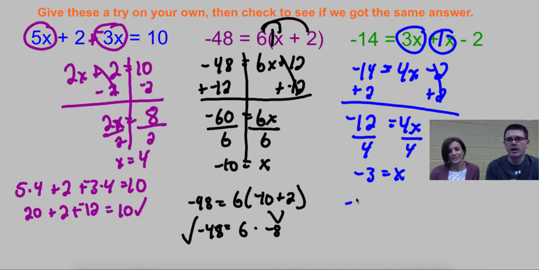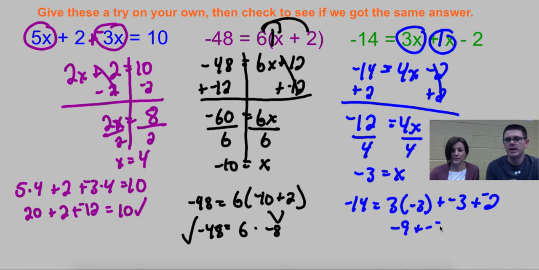A quick check, negative 14. I want to know, is that equal to 3 times negative 3 plus negative 3 minus 2, and I'm going to make that plus a negative 2. 3 times negative 3 is negative 9 plus negative 3 plus negative 2. They're all the same sign, so we just add them together and keep the sign. 9 and 3 is 12, plus 2 is 14, and we keep the sign. So I really did get negative 14, so I am good. You are good to go.